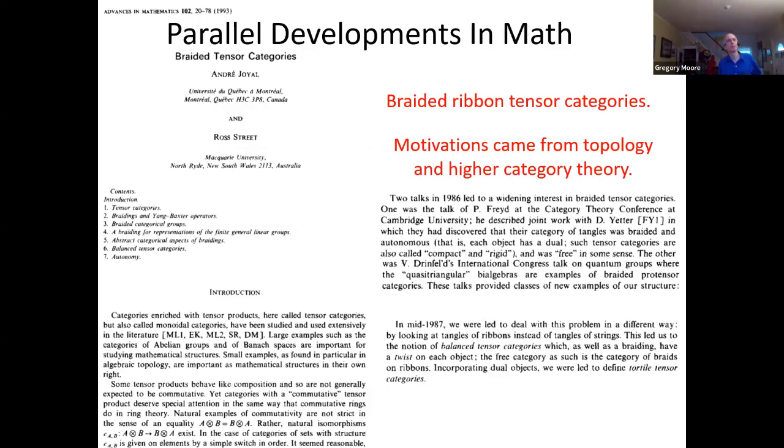There are parallel developments in mathematics. So Joyal and Street are mathematicians, and if you look at their paper, it's called braided tensor categories, but actually they introduced the notion of braided ribbon tensor categories. And their motivations came from topology and higher category theory. And at the beginning of their paper, they talk about some of the history of their project. And the closest thing that I can see that comes to physics is that they were in part motivated by Drinfeld's famous address to the International Congress of Mathematicians in 1986 in Berkeley.